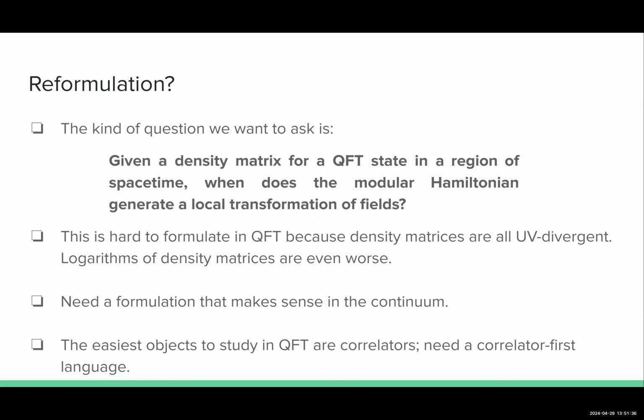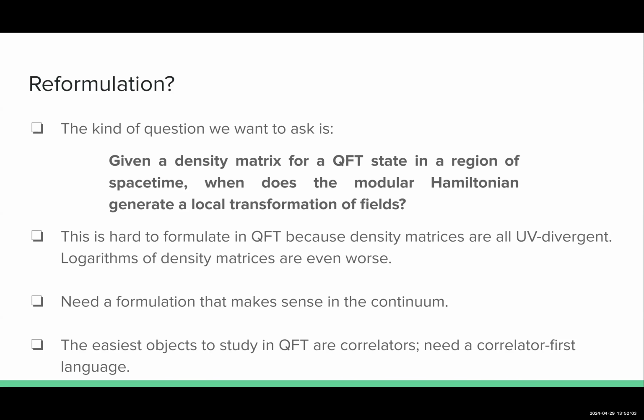Now, this gives us a little bit of a flavor of the question we're trying to ask sharply in quantum field theory. Given a density matrix for a quantum field theory state in a particular region of spacetime, when does the associated modular Hamiltonian generate a local transformation of fields? The modular Hamiltonian is the thing the state looks thermal with respect to. Is that thing going to look like something local in the theory? That's the question we're asking.